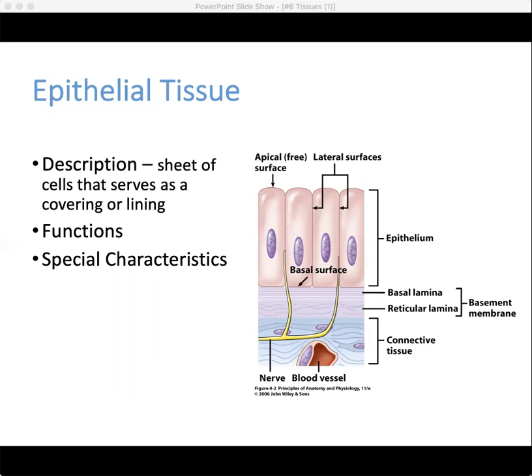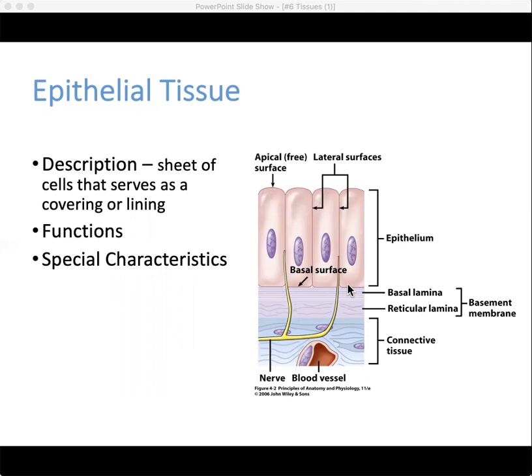There are 2 definite surfaces found on epithelial cells. The apical surface is the free surface, which is found across the top. So this is the side that faces the body surface or a cavity. And then there's the basal surface, which is located opposite of the apical surface. And that's found like on the bottom of the cells.